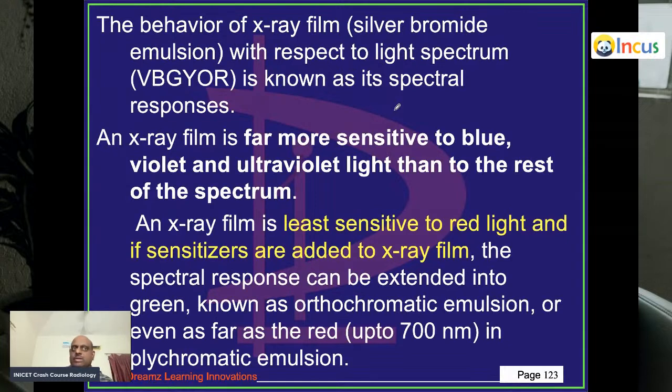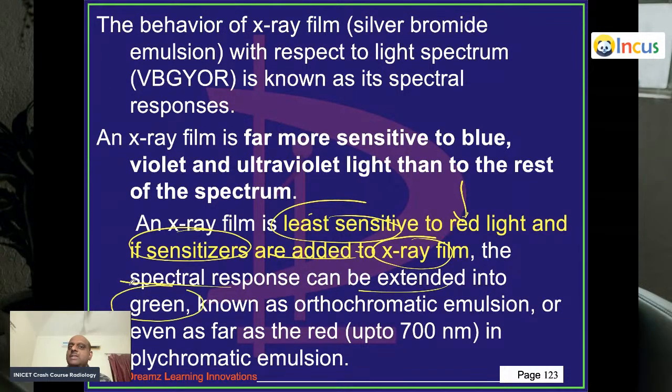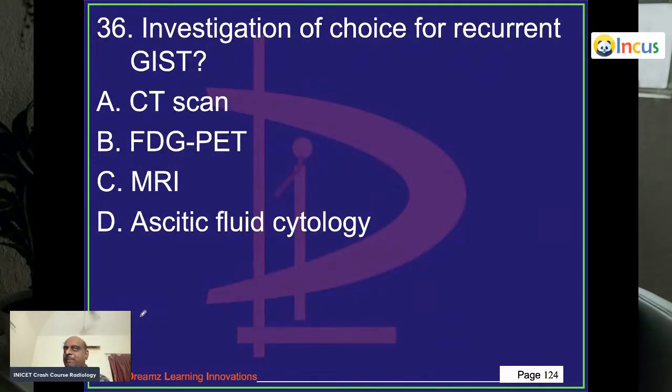X-rays are least sensitive to which colored light? Red. So X-ray film is least sensitive to red light, and if sensitizers are added to X-ray film, you can extend the spectral response up to green, is what you need to remember.